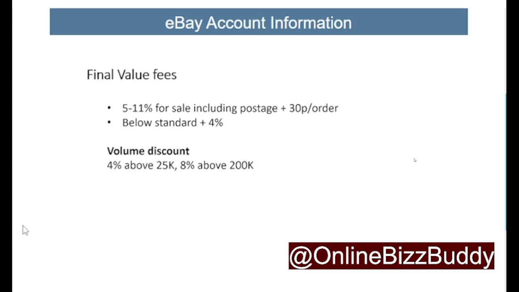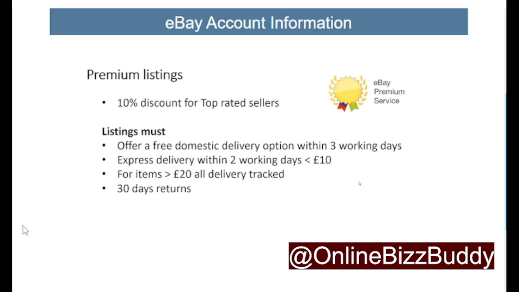Once an item is sold, there is a final value fee. This ranges from 5 to 11% of the sale, including the postage. There's also a charge of 30 pence per order. If your seller performance is below standard, you will pay an extra 4% fee. If you're a high volume seller, you'll get a 4% discount above £25k and an 8% discount above £200,000 per month. There is a further discount available for top rated sellers of 10% if they qualify for eBay Premium Service.